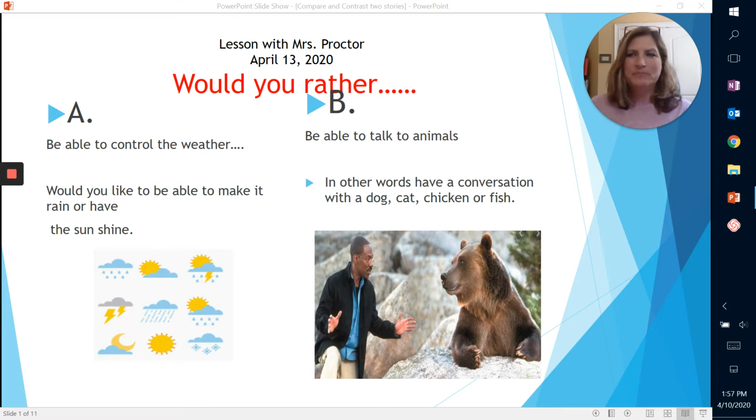Would you rather? A, would you rather be able to control the weather? Meaning, would you like to make it rain or have sunshine outside? Or would you rather be able to talk to the animals? In other words, have a conversation with a dog or a cat or a chicken or a fish.